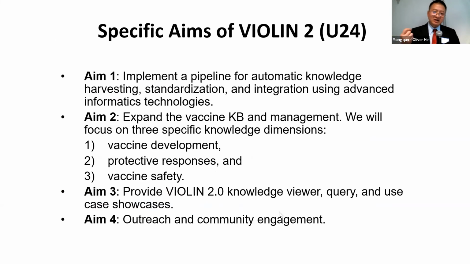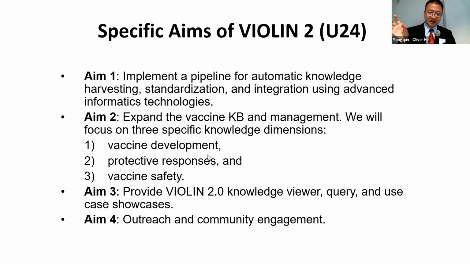And then finally, I come to the U24 grant. It's a 5-year grant, just funded starting from last month. We have 4 aims. The first aim is to implement a pipeline for automatic knowledge harvesting, standardization, and integration using advanced informatics technologies. Of course, we have a whole series of methods there, and we put them into a pipeline. I don't have time to provide details, but later we have Tree, Xinhua, and Jiang Guo to give you more detail.